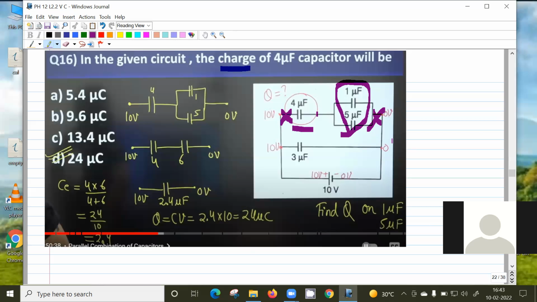So what you got is correct. Yes, sir. So 2.4 microfarad into 10, that will be 24 microcoulombs. Yes, sir. 2.4 into 10. So if you have two capacitors in series, Q is same. So I can find the charge across the equivalent capacitance. That will be easier. Yes, sir.